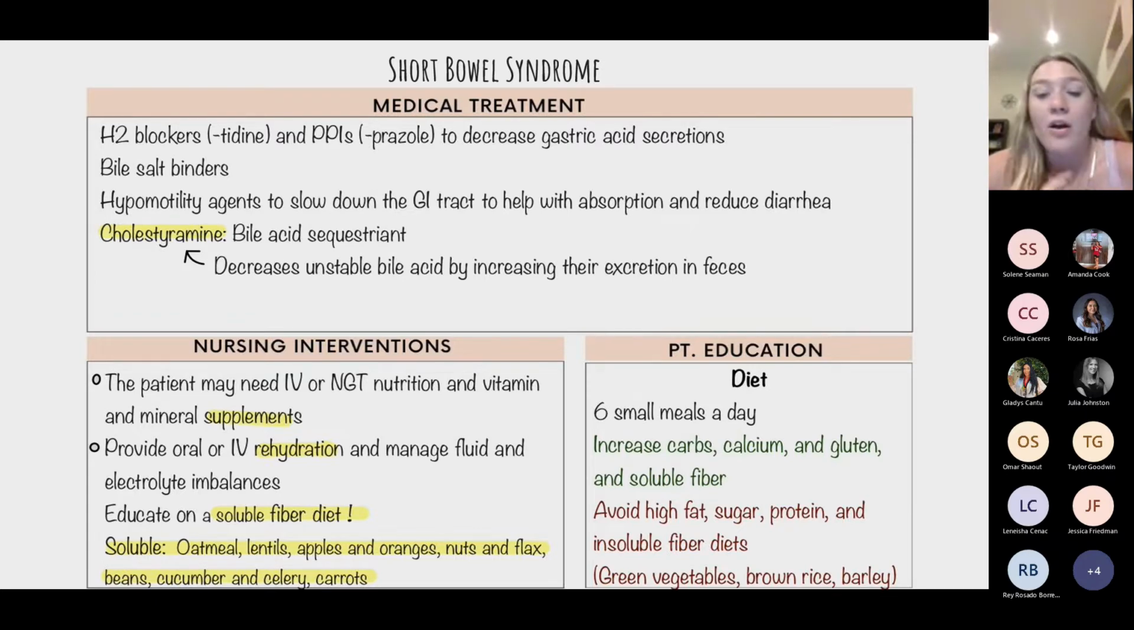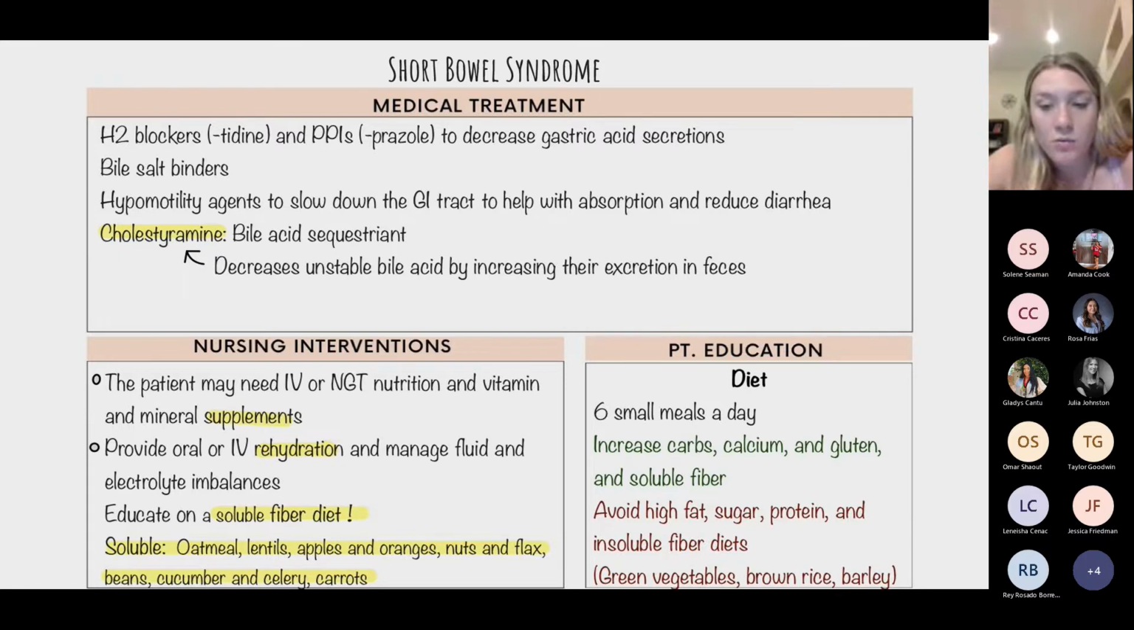Medication-wise, again, our traditional gastric tummy meds, H2 blockers, etc. What we give with these patients in specific is our bile acid sequestrant. This is going to help promote the excretion of bile acids because usually a lot of bile acid gets secreted in the stomach and it helps our body break down the food. As it goes through our intestinal tract, the intestines absorb that bile acid. So we are kind of harboring all of that.